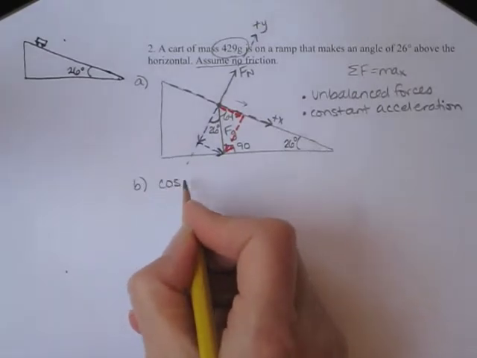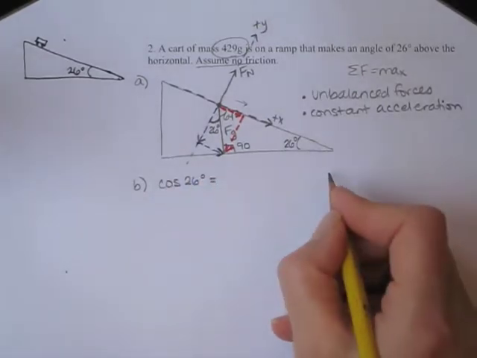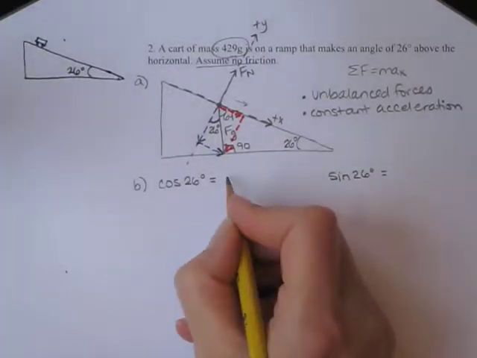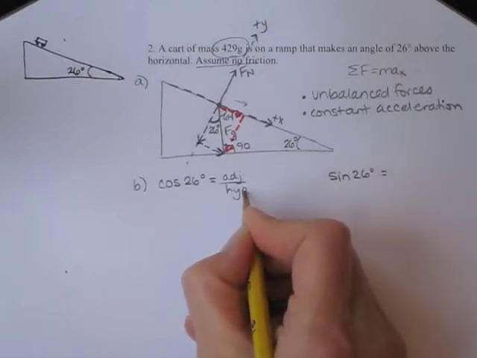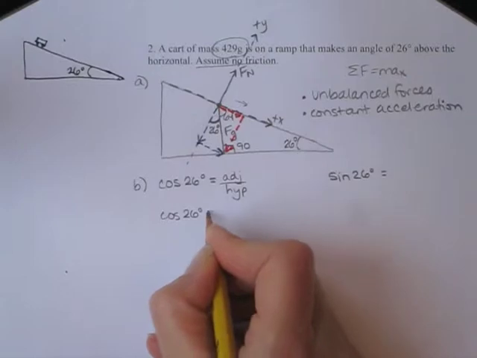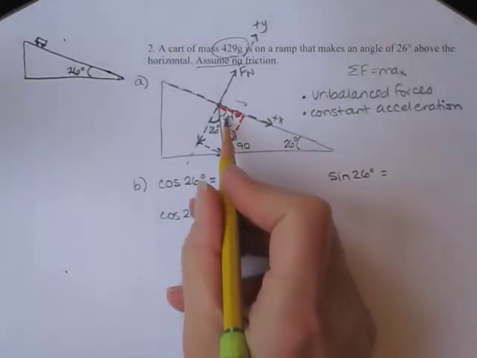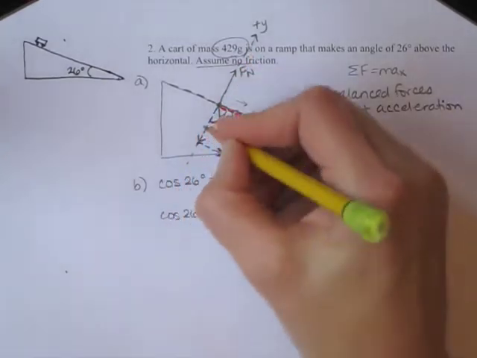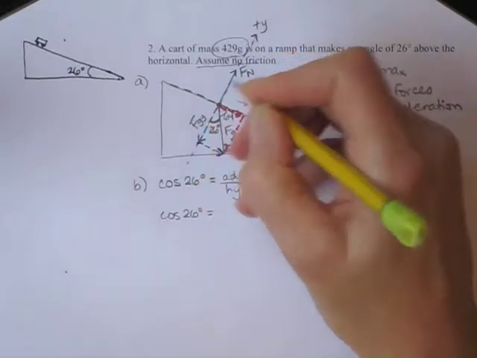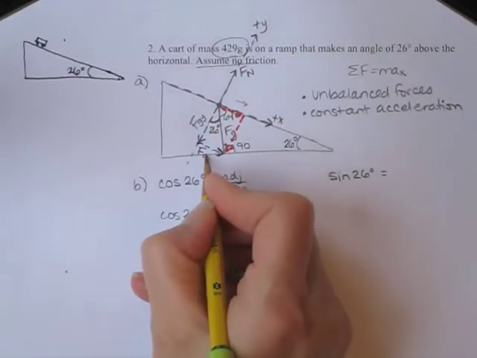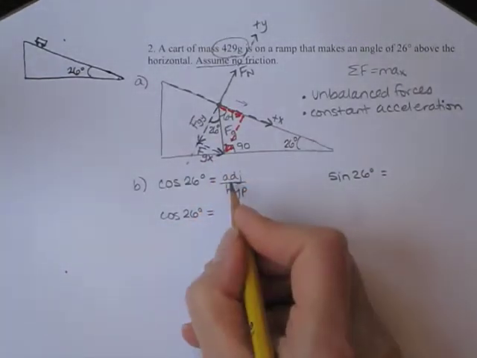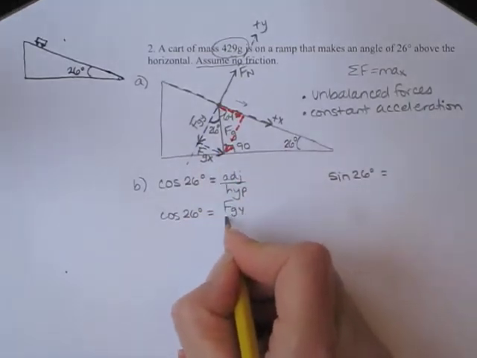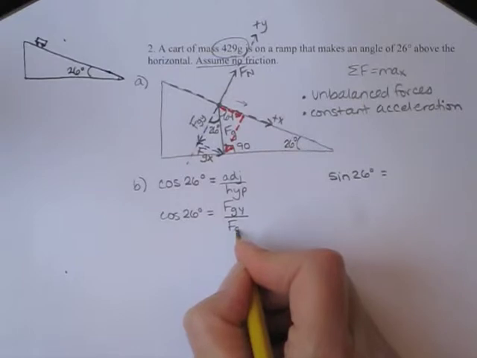Okay, finding components. Cosine of 26 degrees equals something, and then sine of 26 degrees equals something. Cosine is adjacent over hypotenuse. And I'm noticing I did not label my components. So this is the component along the y-axis. So I'm going to call this FGY. This is the x component, so this is FGX. So adjacent to my angle is FGY. The hypotenuse is the force of gravity.